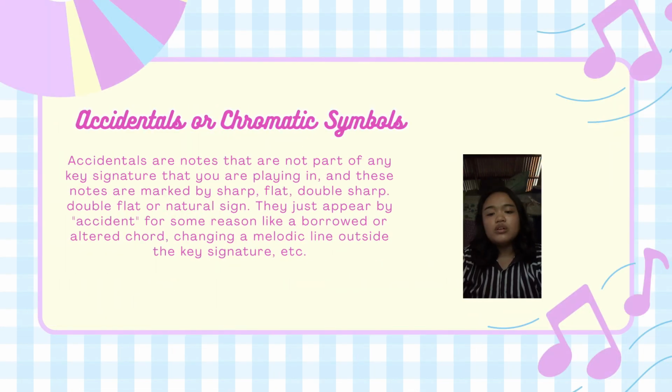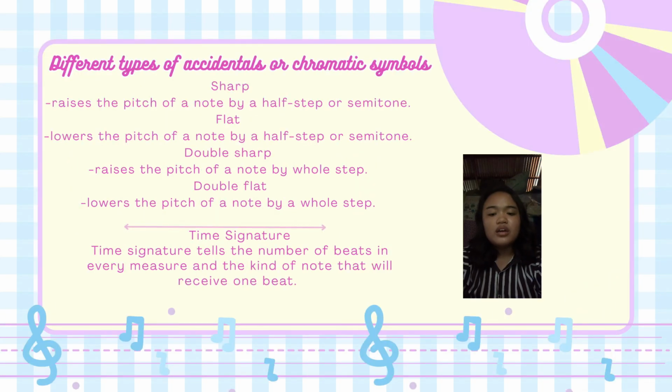And it also includes accidental or chromatic symbols. So accidentals are notes that are not part of any key signature that you are playing in, and these notes are marked by a sharp, flat, double sharp, double flat, or natural sign. They just appear by accident for some reason, like a borrowed or altered chord, changing a melodic line outside the key signature, etc.